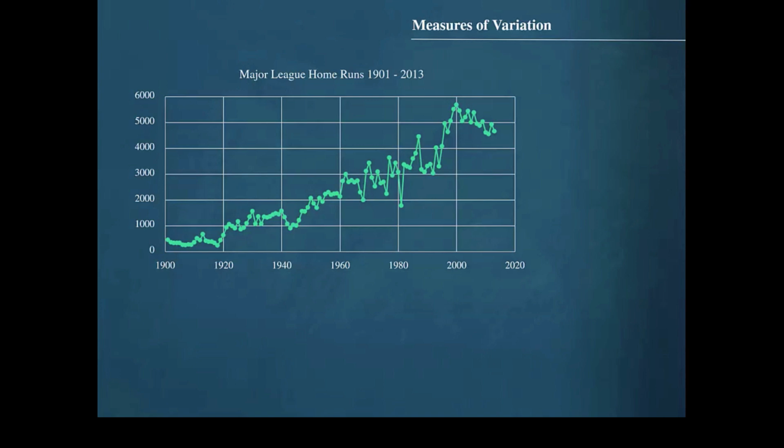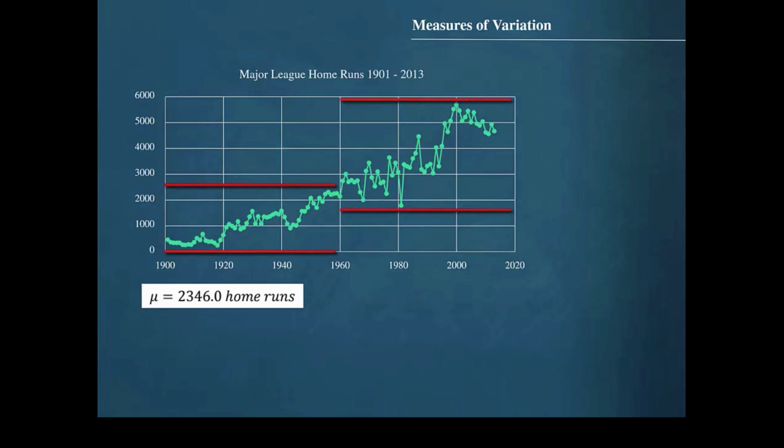This time series graph shows the number of home runs in the major leagues from 1901 to 2013. The mean of this population is 2,346 home runs. But looking at this graph, we see that there's a lot of fluctuation from left to right. The fluctuation occurs in home runs from year to year, and particularly when we get past the 1960 season. And this brings up the question that is asked very often in statistics. How much variation exists within the data?